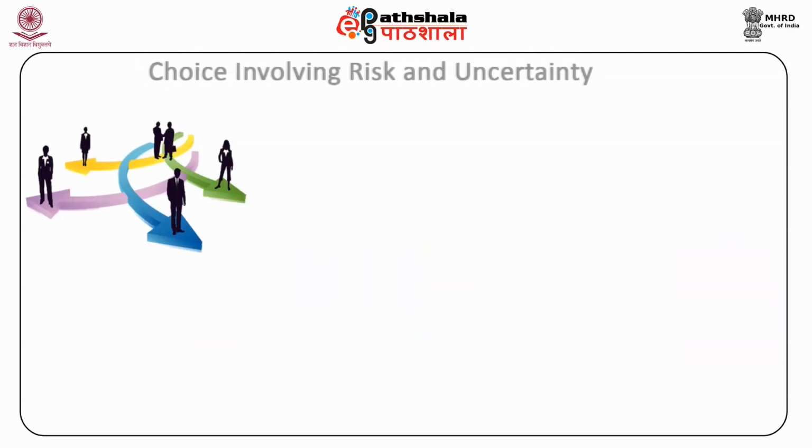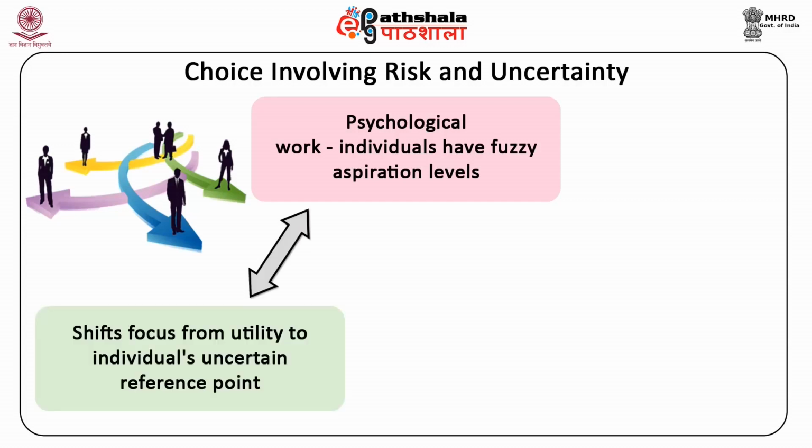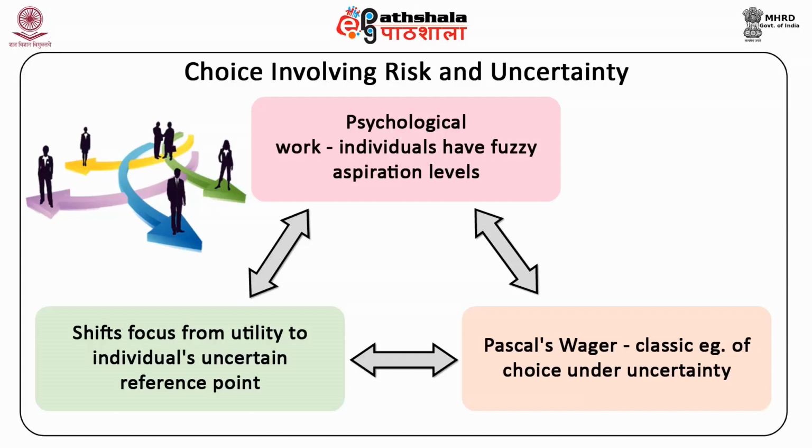This reinterpretation relates to the psychological work suggesting that individuals have fuzzy aspiration levels, which may vary from choice context to choice context. Hence, it shifts the focus from utility to the individual's uncertain reference point. Pascal's wager is a classic example of a choice under uncertainty. Let us now summarize what we have learned in this module.